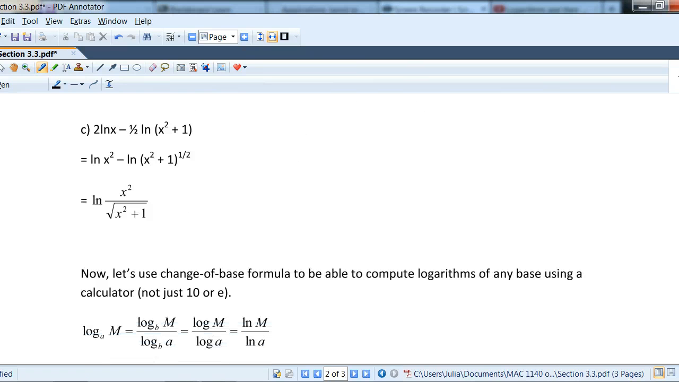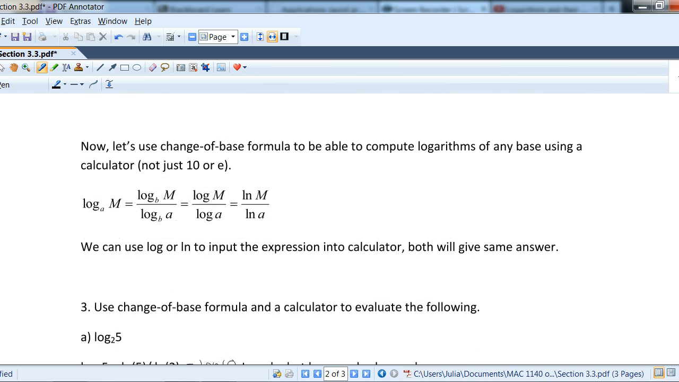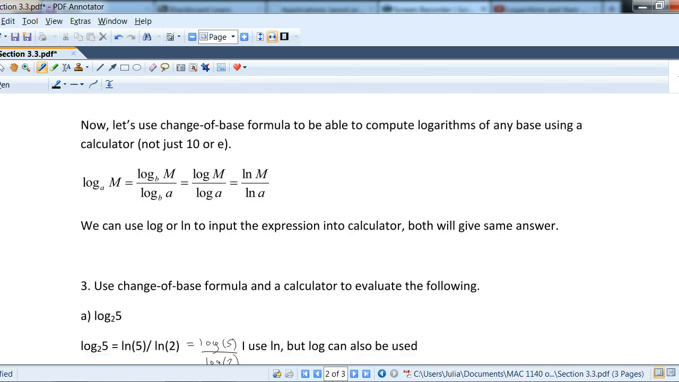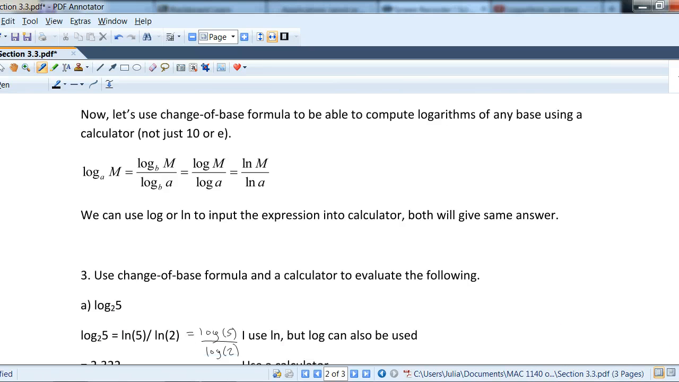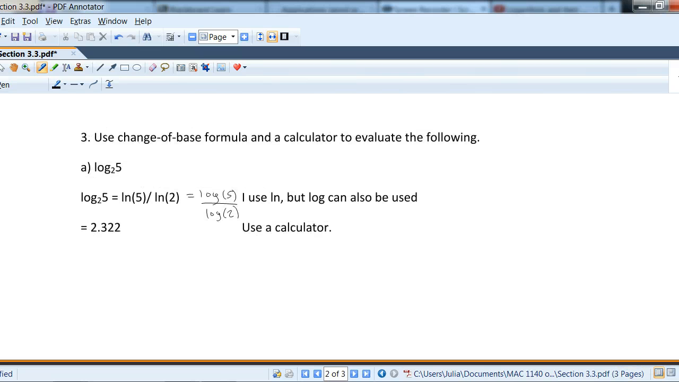Okay, change of base. This is what I mentioned earlier, how we can do it as log of m divided by log of a, or ln of m divided by ln of a. Let's say you're trying to calculate log base 2 of 5, and you don't have the option on your calculator. This is what you can do. You can rewrite it as ln of 5 divided by ln of the base, which is 2. Or you could have really used the log and get the same answer.